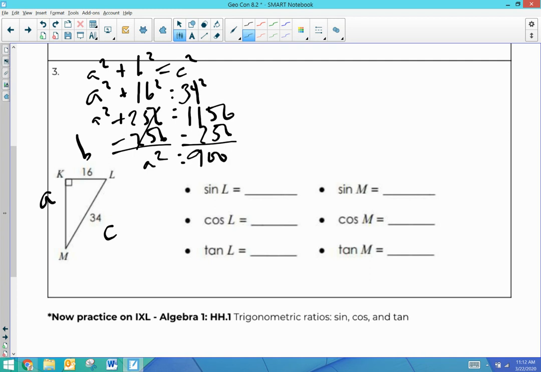And you're thinking to yourself, well, I know the square root of 9 is 3. I know the square root of 100 is 10. So maybe it has something to do with that. It sure does. A equals 30. That's 3 times 10.